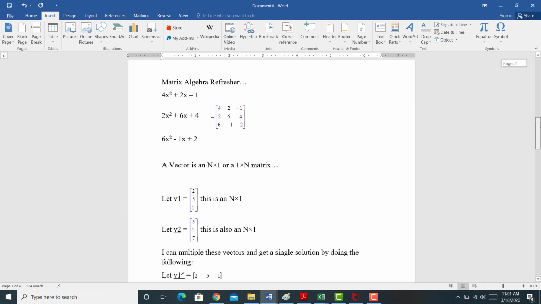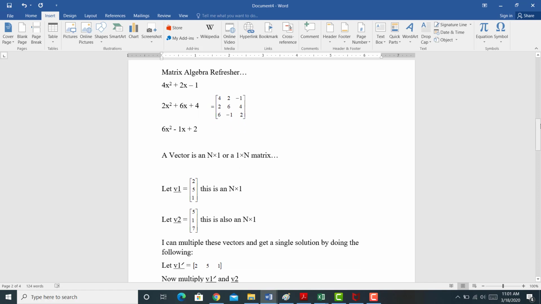Before we do anything, we're going to use matrix algebra to do this. I think this is going to be the easiest way. Let me just run a real quick refresher on matrix algebra. Suppose you have a 3-equation system here: 4x squared plus 2x minus 1, 2x squared plus 6x plus 4, 6x squared minus x plus 2.